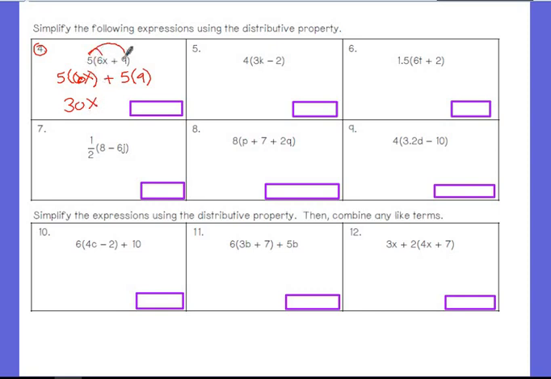Then I need 5 sets of 9. There's a plus sign in between it, so I'm writing a plus sign. 5 sets of 9. I don't want to write all those ones, so I'm going to use multiplication. 5 times 9 gives me 45. I notice that these are unlike terms, so this is as simplified as it can be, so my final answer is 30x plus 45.